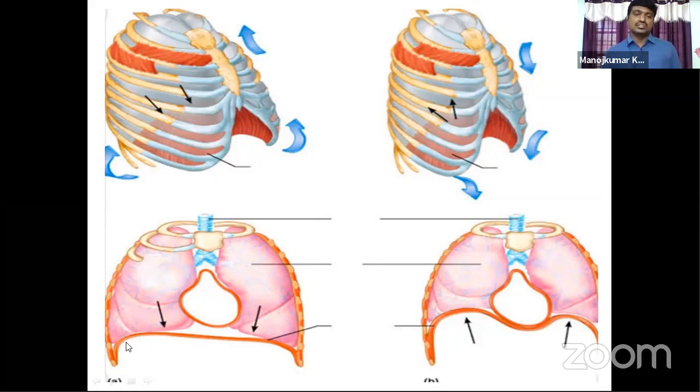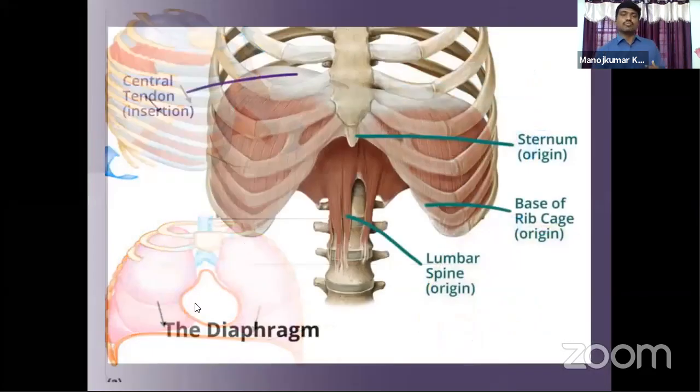See here, this is the diaphragm, the muscular, dome-shaped diaphragm. It gets flattened during the expansion of the chest, and comes back to its original dome shape during the expiration process. So the diaphragm as well as the intercostal muscles or rib muscles help the lungs in showing the breathing movements.